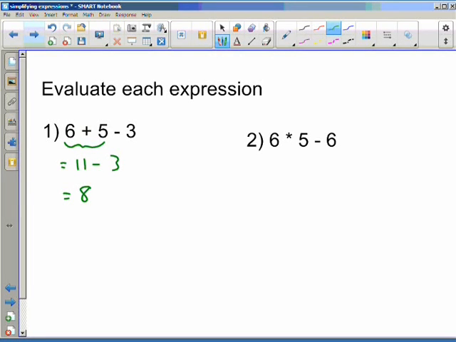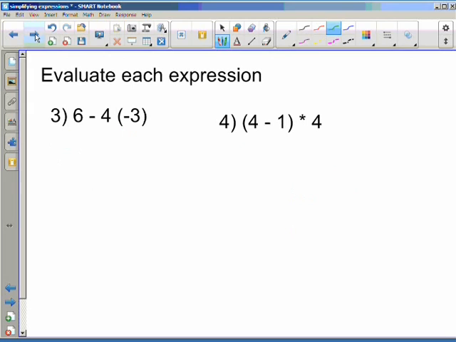Okay, order of operations says we're going to multiply first. That means we're going to do 30 minus 6, and that is 24. I hope you got that. Evaluating here, I'll do number 3. The multiplication that we have here is given by parentheses. It's the same as a dot or a star. So we're going to get 6 minus negative 12, which is 6 plus 12. You could probably do that in one step. We get 18. Try 4 on your own and see if you get the same answer.